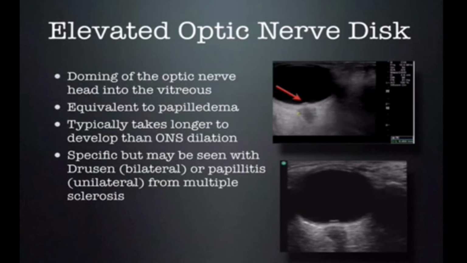Sometimes you will see an elevated head, and it's not associated with elevated intracranial pressure. You may see drusen, which is usually bilateral, a hyperechoic layer above the optic nerve head. This is not the same thing as an elevated optic nerve disc. You may also see an elevated optic nerve disc in only one eye. This is not associated with elevated intracranial pressure. This is a unilateral process and generally is associated with papillitis from multiple sclerosis.